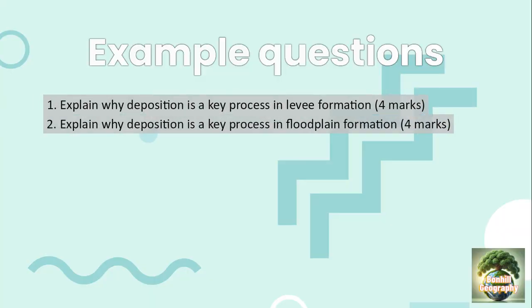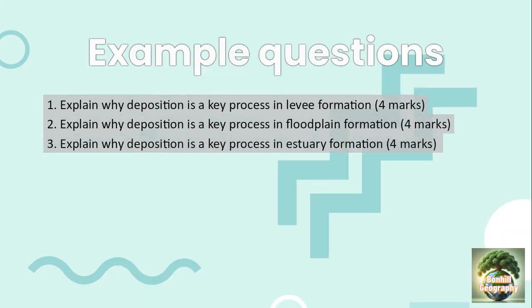Okay, so here we see 3 example 4-mark questions. As we can see, all of our lower course landforms depend on that keyword of deposition. 1. Explain why deposition is a key process in levee formation. 2. Explain why deposition is a key process in floodplain formation. And 3. Explain why deposition is a key process in estuary formation. Please pause the video here before you go into the model answers.